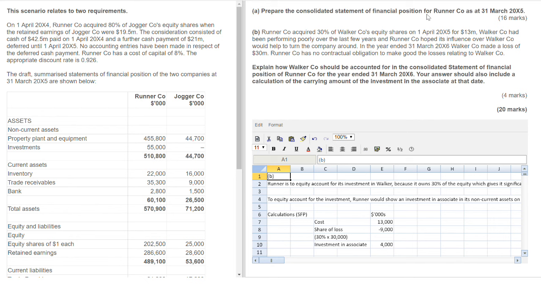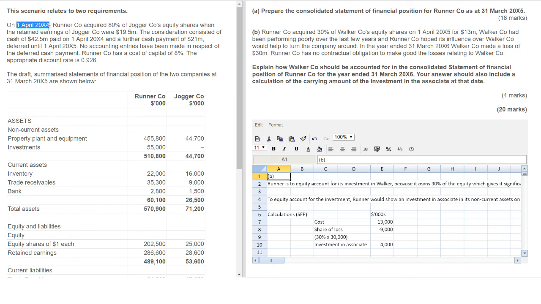Let's focus on this video on Part A, the preparation of the group or consolidated statement of financial position for Runner as the parent at the 31st of March 20x5. And the important bit to understand is the group structure. And a lot of the group structure you can always go through and effectively find at the beginning of the question for a group SFP. So what you've got is information.